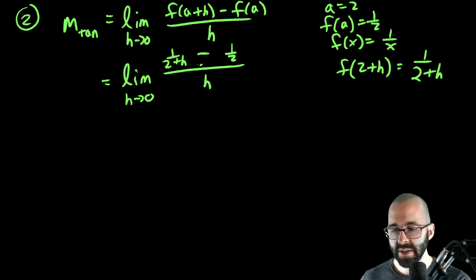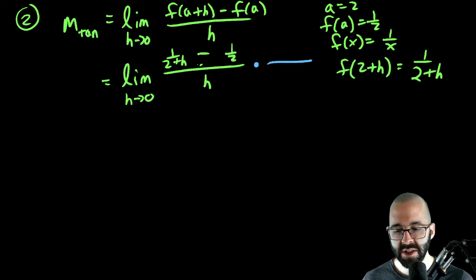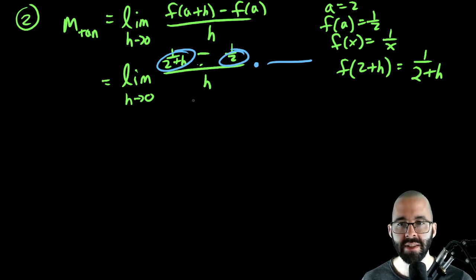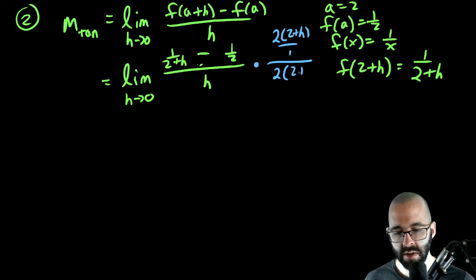And our problem solving strategy is going to be the same as before. We have a complex fraction. To eliminate the complex fraction, we multiply by the LCD of the little fractions. What's the least common multiple of 2 plus h and 2? That's a little bit harder of a problem than we did before, but it's going to be 2 times 2 plus h. And we multiply it all through.